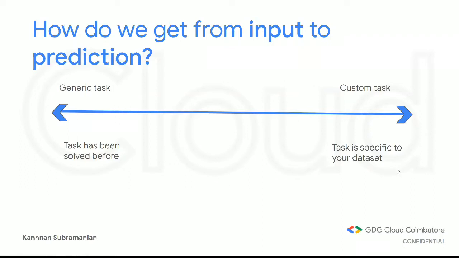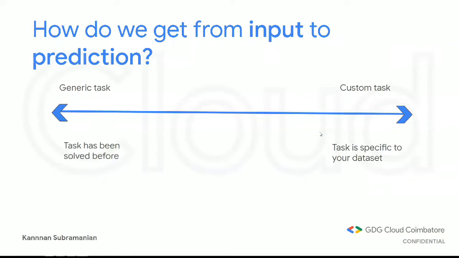But on the other side of the spectrum lies solving a custom task. Solving a custom task is very specific to your data set, because a generic task we have already defined, but in a custom one we want to do something specific right now. In case of a custom task, it depends on our data set, so you are going to build and train your own model from scratch.